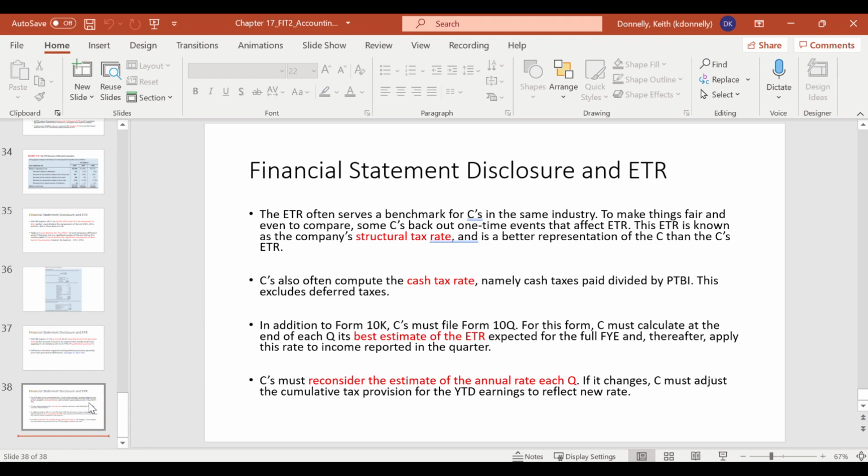So there's also our cash tax rate. This is going to be our cash taxes divided by our PTBI. And as I have here, in addition to the Form 10-K, corporations have to file a 10-Q. So we have our annual and then our quarterly. The corporation has to calculate at the end of each quarter its best estimate of the effective tax rate expected for the fiscal year end, and thereafter apply this rate to income reported in the quarter. We have to reconsider the estimate of the annual rate at the end of each quarter.